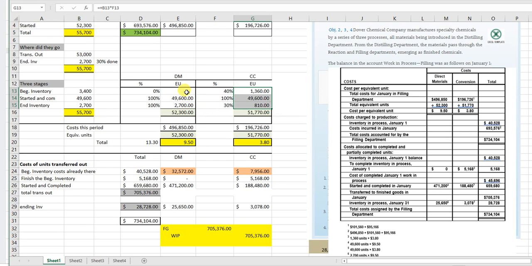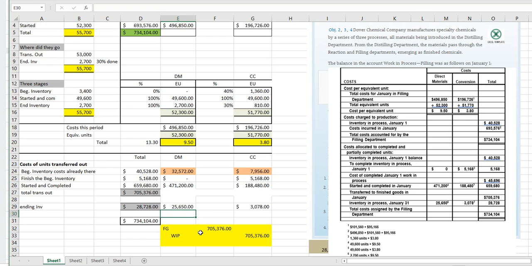So what I need to do is convert my units to costs by multiplying them by the cost per unit. So I'm going to take 0 times 950. 0 times 950 is 0. I'm going to take 49,600 times 950, which is 41,200. Again, I'm converting this to costs. And then my ending inventory, notice it's not right underneath it, it's down here, but we'll come back to that in a second, is the 2,700 times 950.